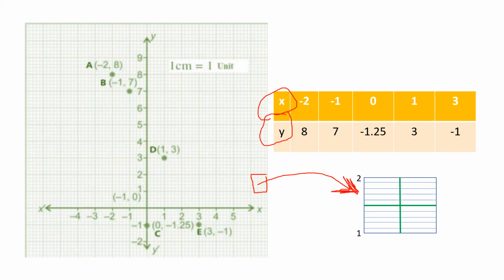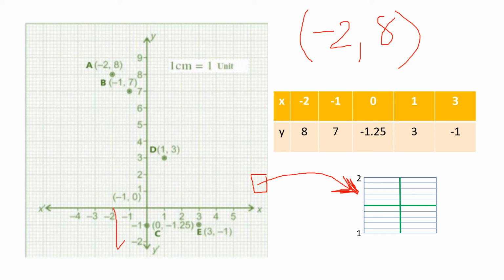The first point is (-2, 8). Why (-2, 8)? Because x is -2 and y is 8, right? So (-2, 8) is the first point. So let's plot that, (-2, 8). So x-axis -2, then y-axis 8. So that means I have to go up, right?